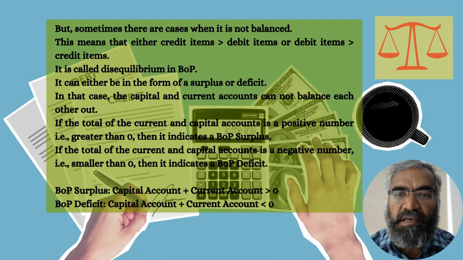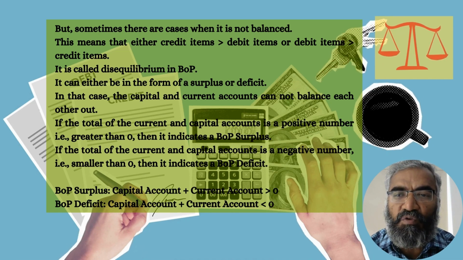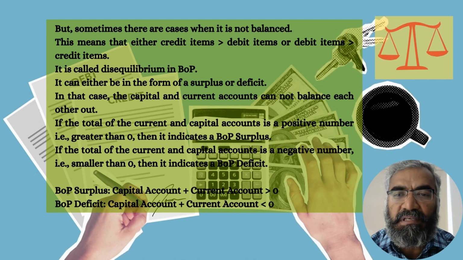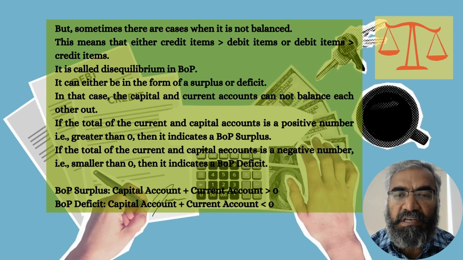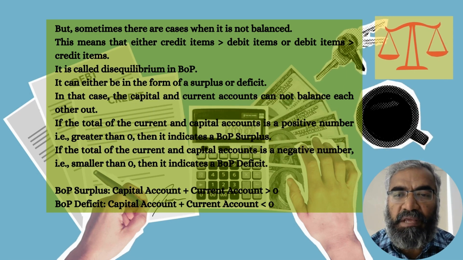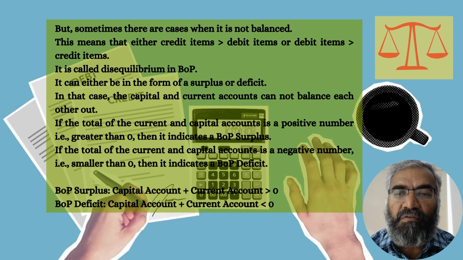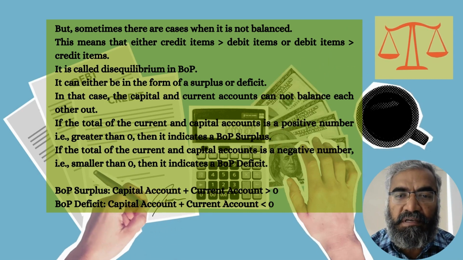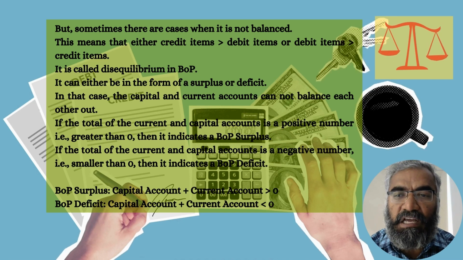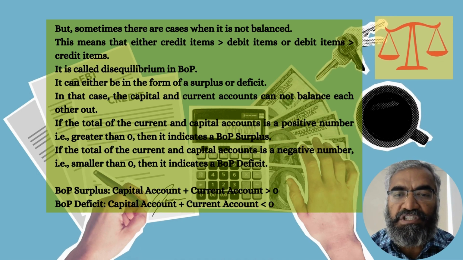This means that either credit items are more than debit items or debit items are more than credit items. It is called disequilibrium in BOP. It can be either in the form of a surplus or deficit. In that case, the capital and current accounts cannot balance each other out.